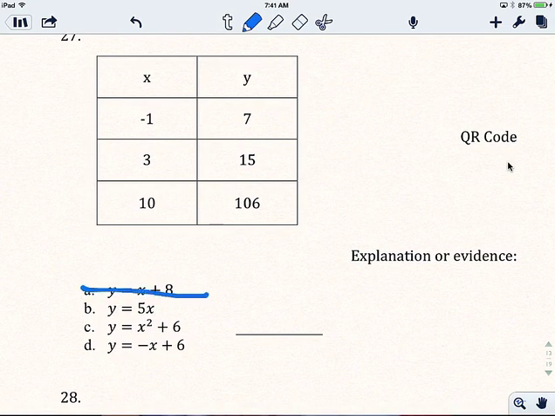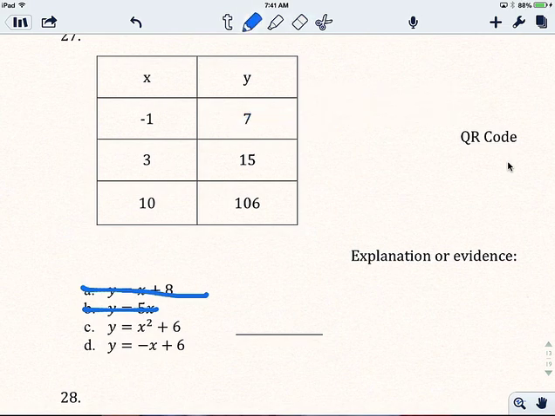All right, so let's try y equals 5x. So that's negative 1 times 5, because it takes x and multiplies by 5, so that's negative 5. It doesn't work for the first one. Looks like it might work for the second one. It definitely doesn't work for the first one, so that one is out. Okay, let's keep working through.